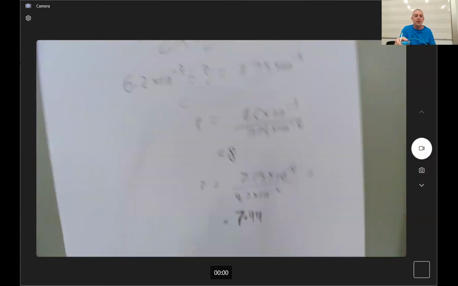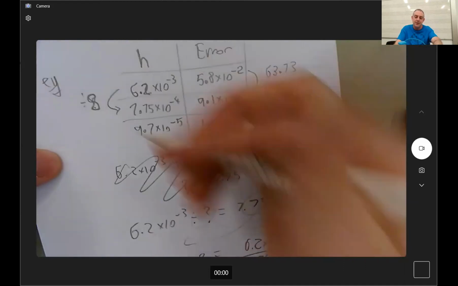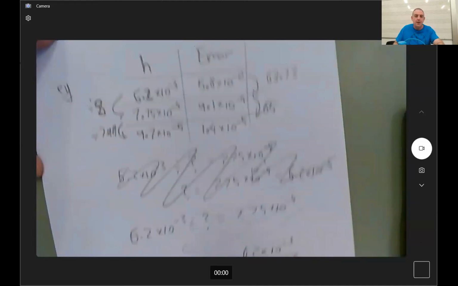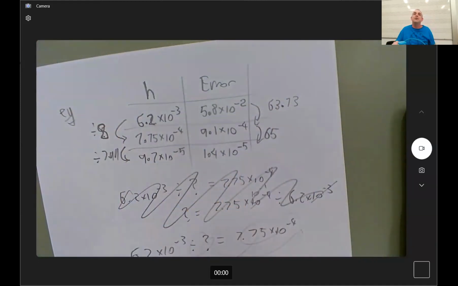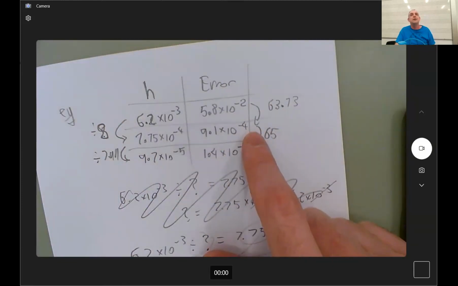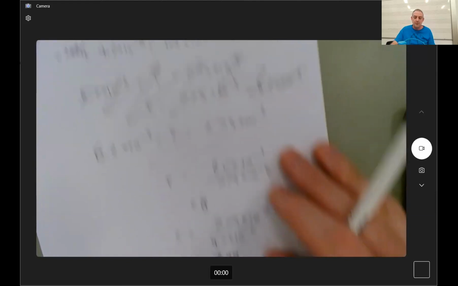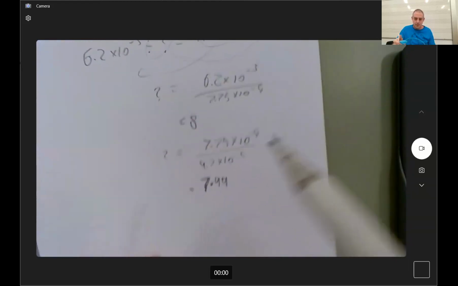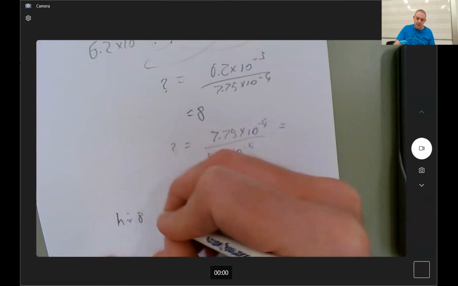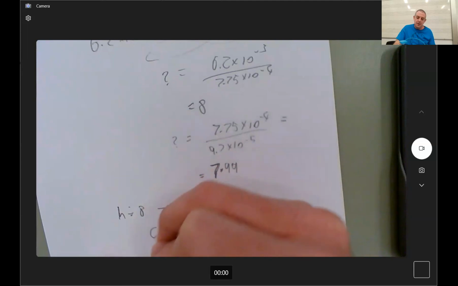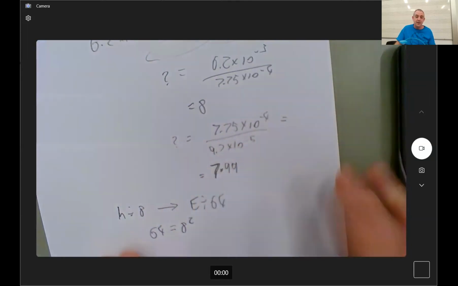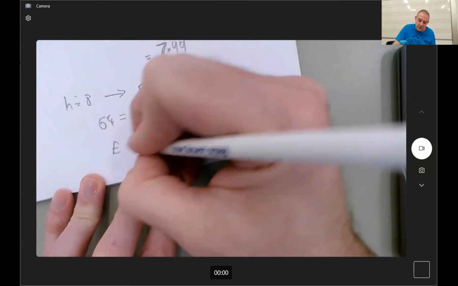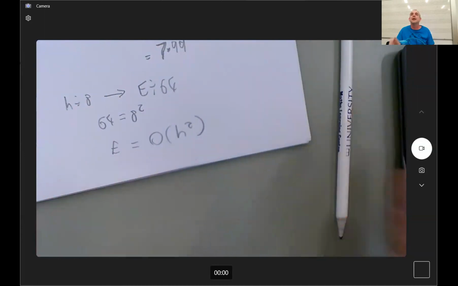So successive errors. I don't even know how to show the working for this. So since this is nearly that squared, it's big O of h squared. That's the idea behind it. Yeah. So dividing this by 8 is the same as dividing this by 8 squared. That's the idea of what big O is about. So since h divided by 8 produces error divided by 64 approximately, and 64 is 8 squared, and so therefore the error is big O of h squared. That's the idea behind it.